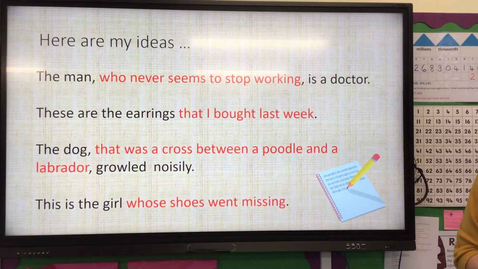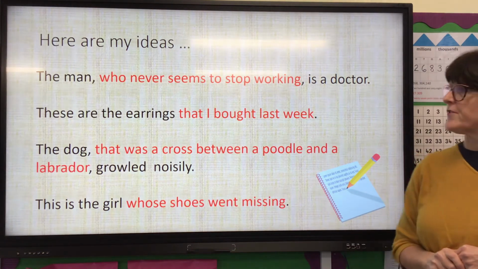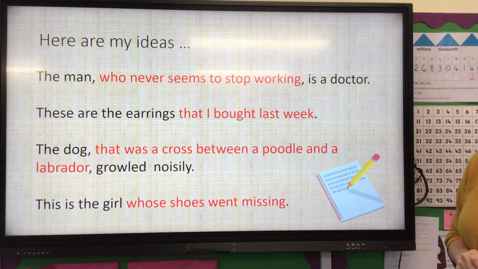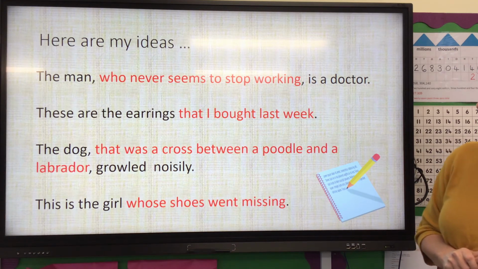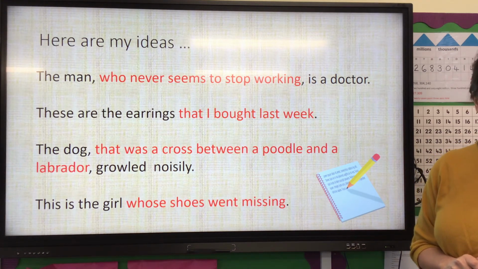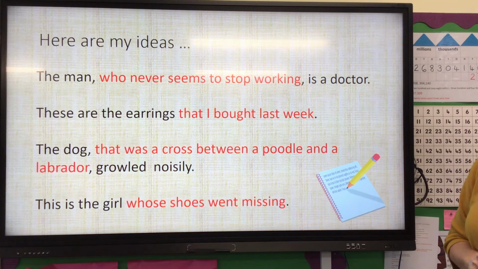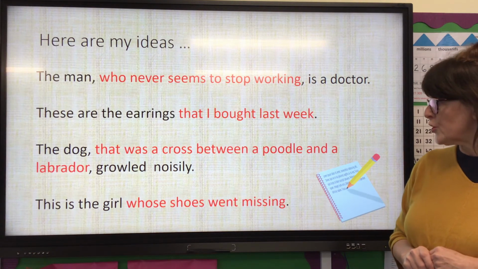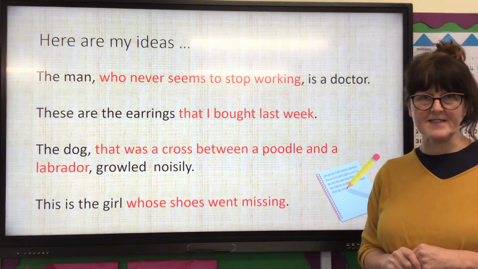Here are my ideas. Yours might look very different. The man who never seems to stop working is a doctor. These are the earrings that I bought last week. The dog that was a cross between a poodle and a Labrador growled noisily. This is the girl whose shoes went missing.